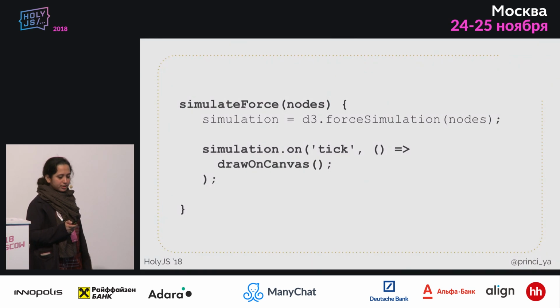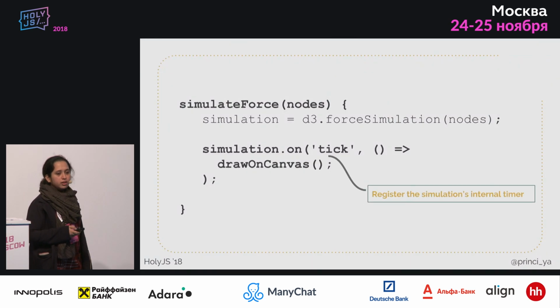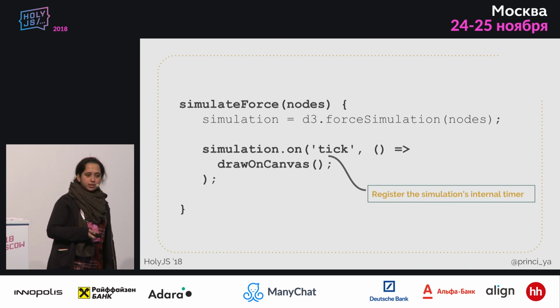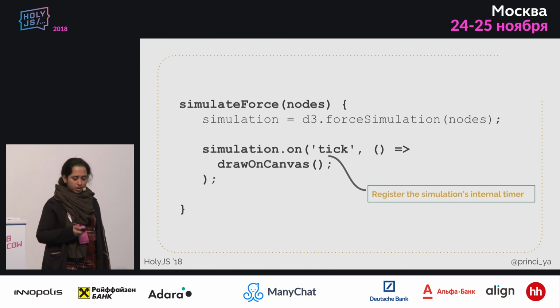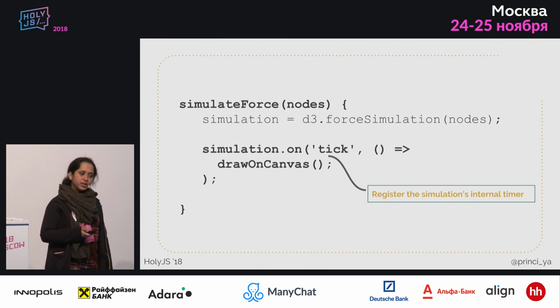The next thing was the tick function, or in other words, we had to register the simulation's internal timer, and this did a redraw each time on the canvas. Using SVG, this is where SVG has a nice D3 join mechanism. You don't have to redraw, but the joins take care of automatically updating and displaying new nodes, similar to the virtual DOM that React has.